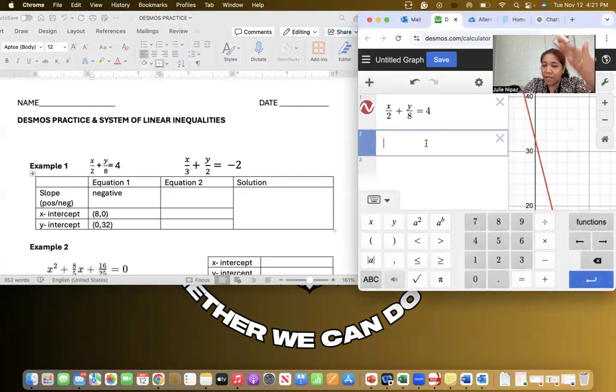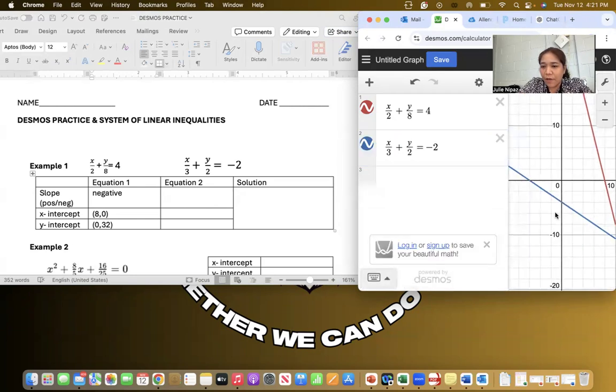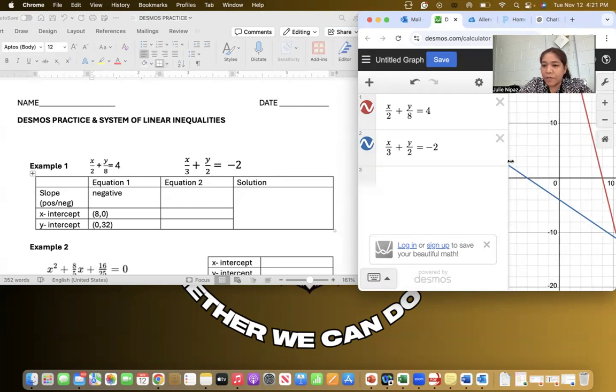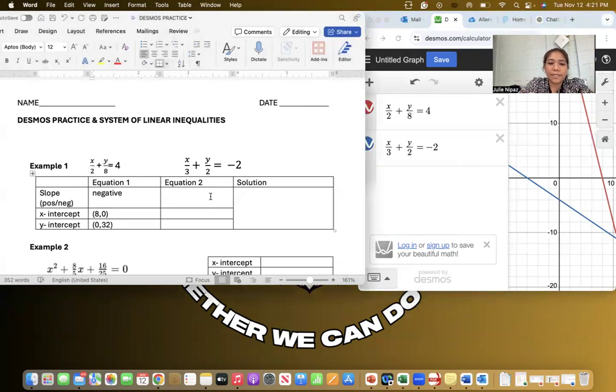Next, alongside, just under it, so don't delete your equation number 1. Now on your equation number 2, you type x over 3 plus y over 2 is equal to negative 2. So I should now be focusing on the blue line. So let's press the home button. The blue line, as you can see, tracing it from left to right, is still going down. So the slope there is still negative.